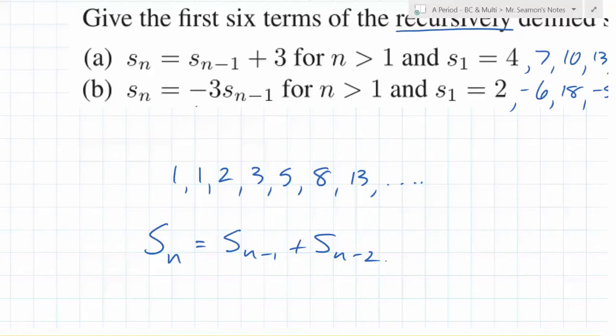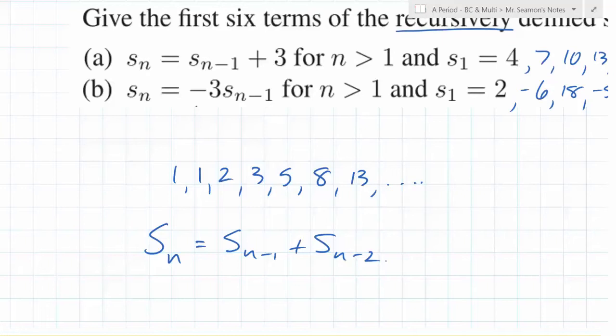So is this a very efficient way of generating the Fibonacci sequence? Not particularly, because what happens if I wanted the millionth term? How many terms do you have to find first? 999,999, right? That's pretty slow. This is a recursive definition.